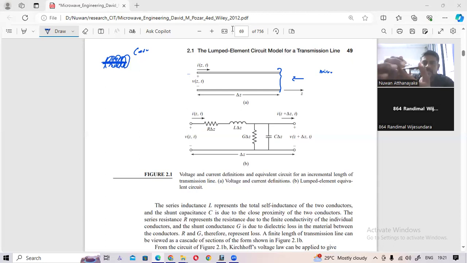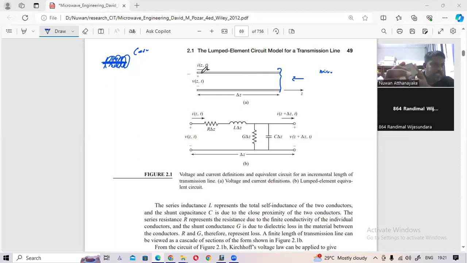Then this is the transmission line. This is microstrip. So if you consider this picture again, this plus is just like this one. This is a copper strip. So copper is painted here.